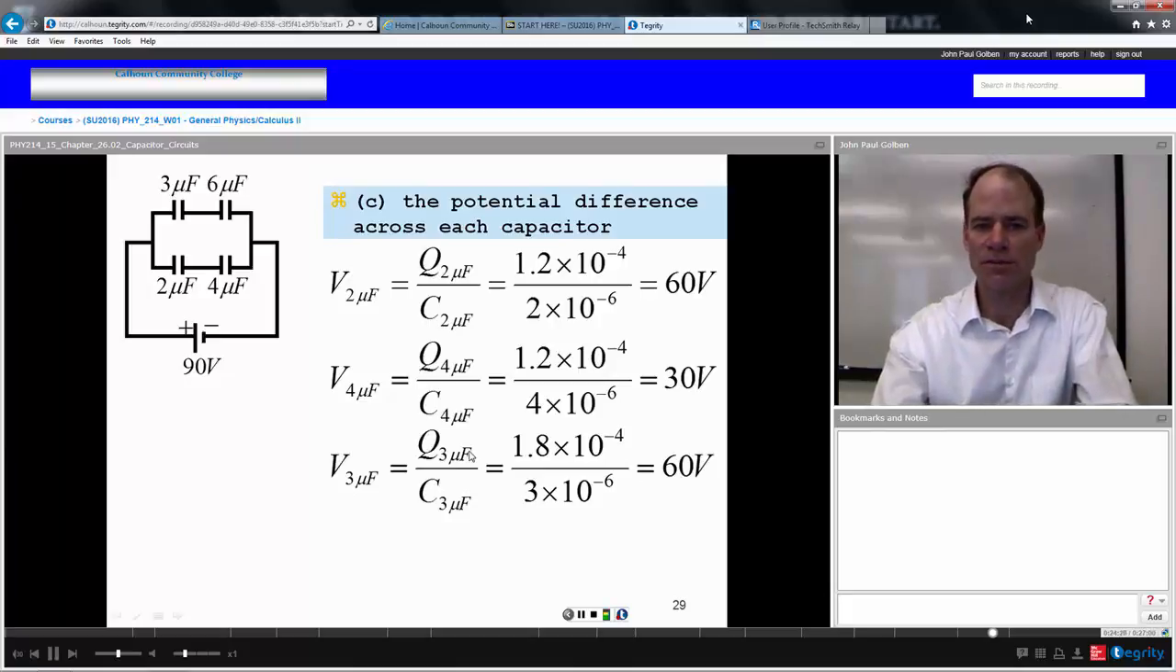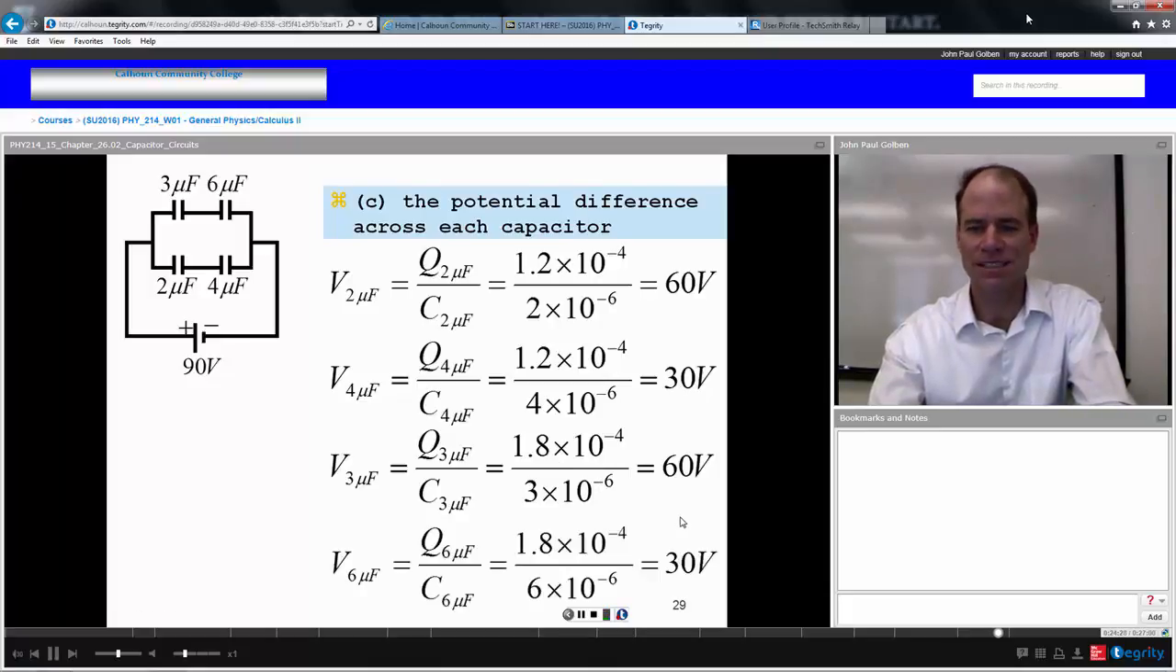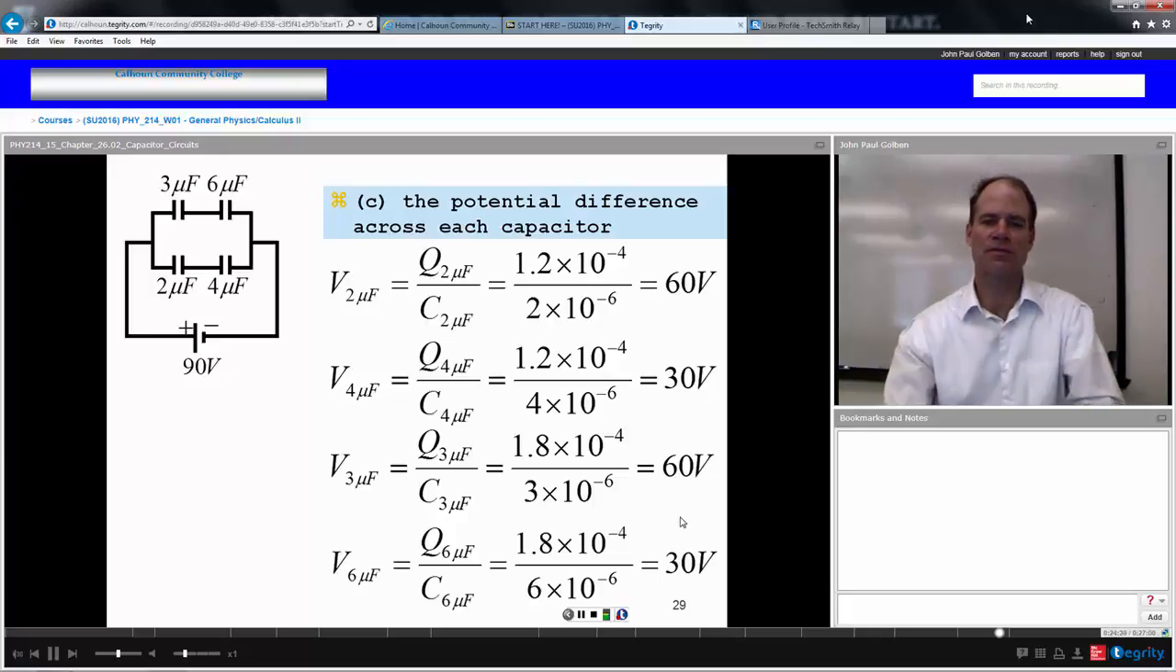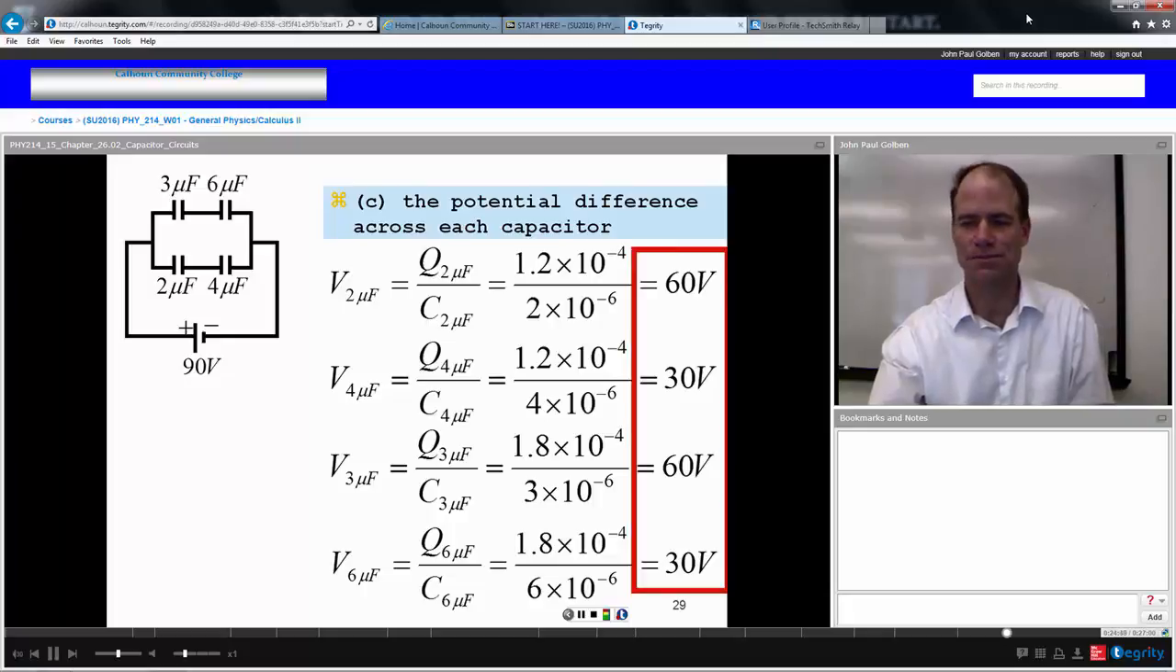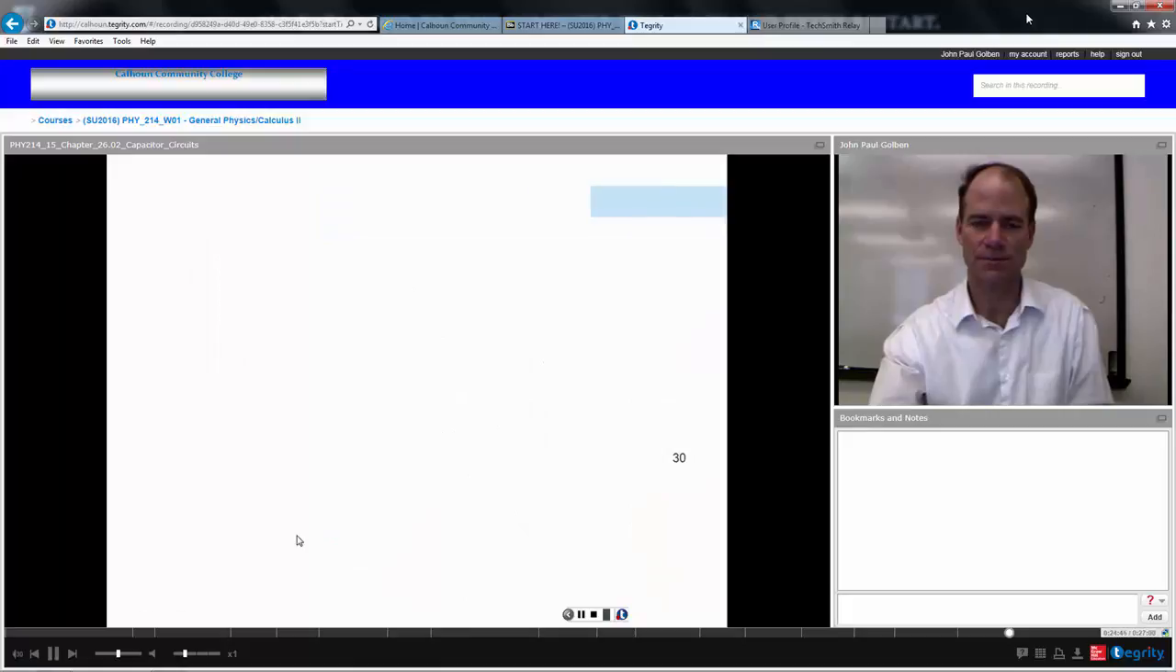For the 3 microfarads, its charge over its capacitance. 1.8 times 10 minus 4 coulombs over 3 microfarads, 60 volts. And for the 6 microfarads, its charge, 1.8 times 10 minus 4 coulombs, same charge, over its capacitance, 6 times 10 minus 6 farads, 30 volts. So those are the voltages across each capacitor.